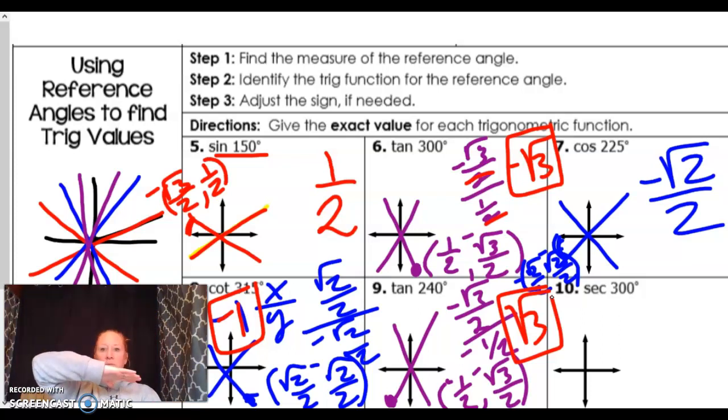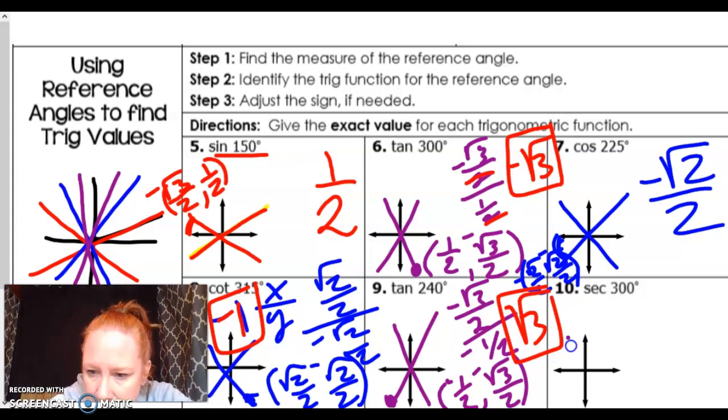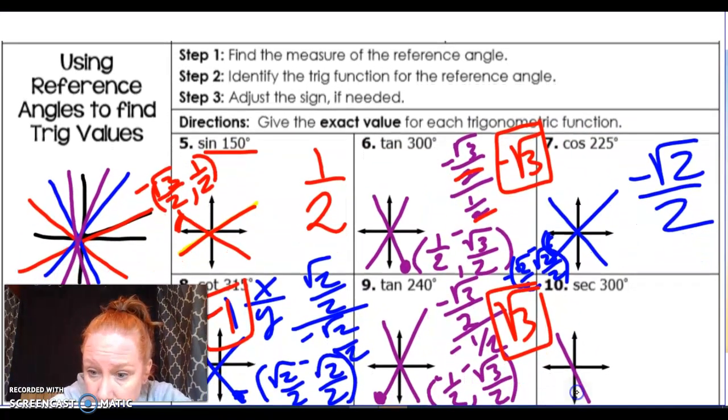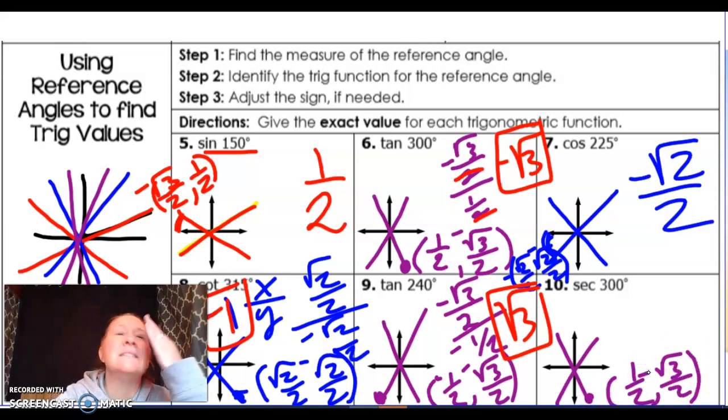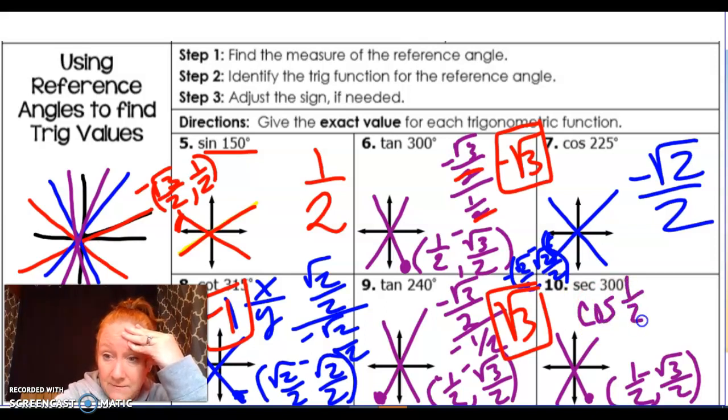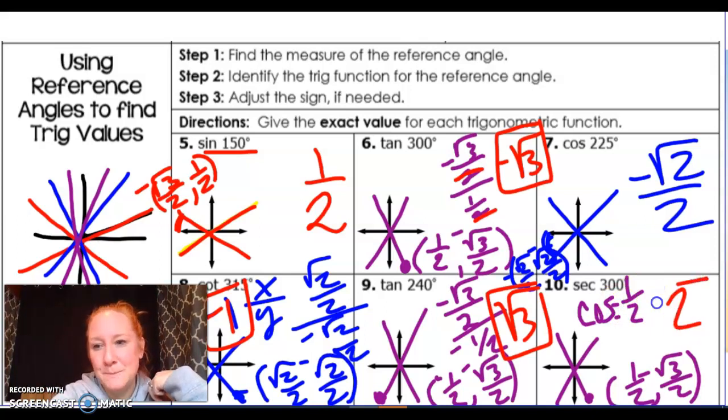Okay, secant of 300. We already decided on 300. 300 is a 60, so that's down here: 1/2, root 3 over 2, and that's a negative. Secant is cosine upside down. The cosine is your x value, so cosine is 1/2. Therefore secant is 2.